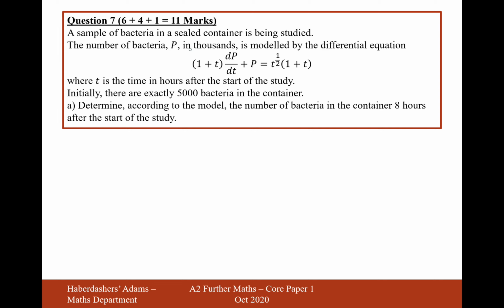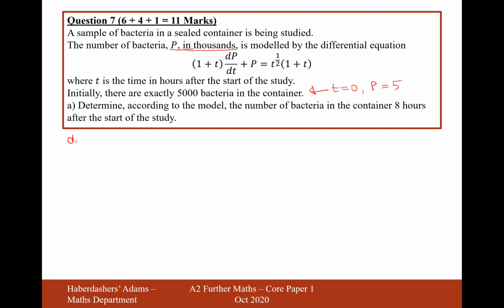Now, what I did first of all in this question, I got it wrong, is I forgot to read that P was in thousands already. So what this information is telling you is that when t equals 0, P equals 5. Don't accidentally write 5,000 there, because P is actually measured in thousands. So, let's get on to the question now. Determine, according to the model, the number of bacteria in the container 8 hours after the start of the study.